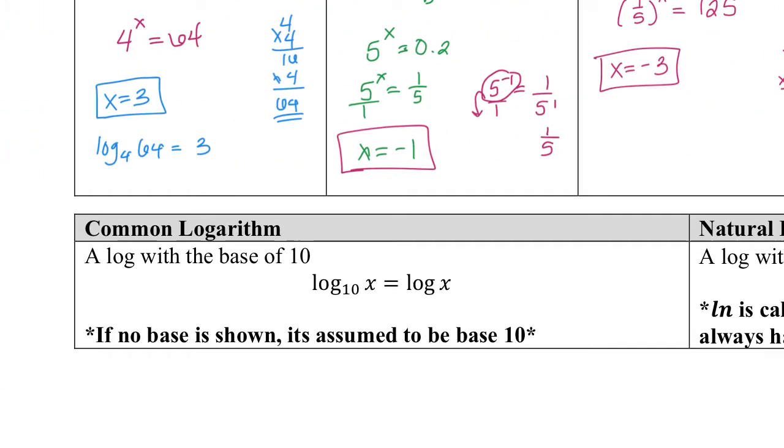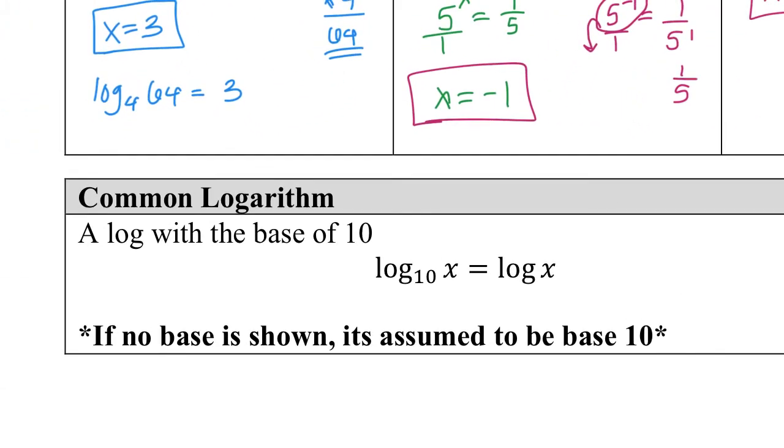Now, there's two special types of logs. So we have a common logarithm. That is a log with a base of 10. So log base 10 of x, we don't actually write the 10 as the base. We simply just write log of x. That's it. And the reason why it's assumed to be a 10 if no base is shown is because that's how our numbers work. We work in a number system of base 10.